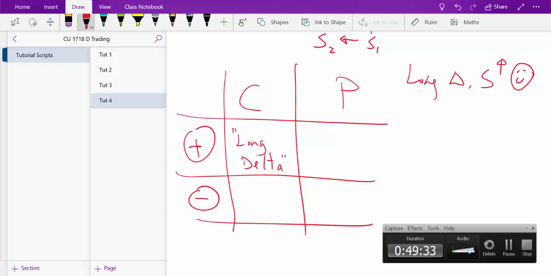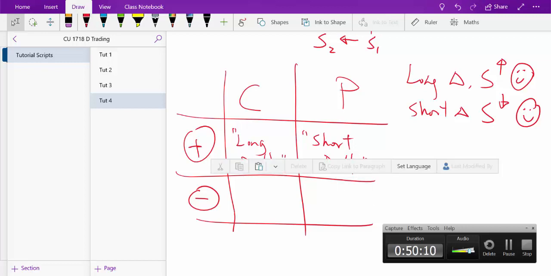Okay. Now, if you are long a put option, are you long delta or short delta? You are short delta, okay? What does short delta mean? Short delta means when the market goes down, you're happy, okay?